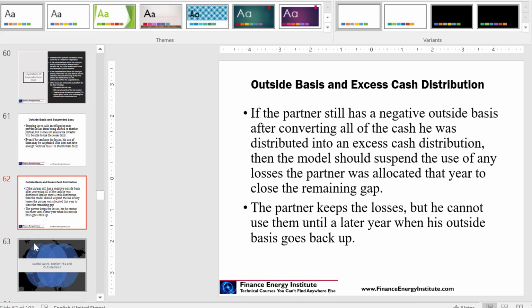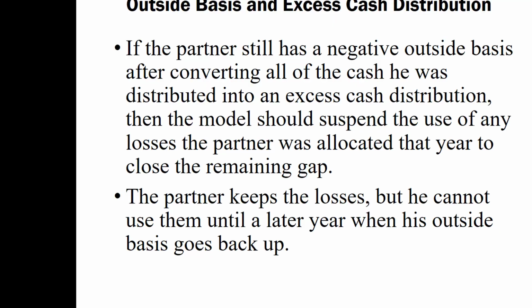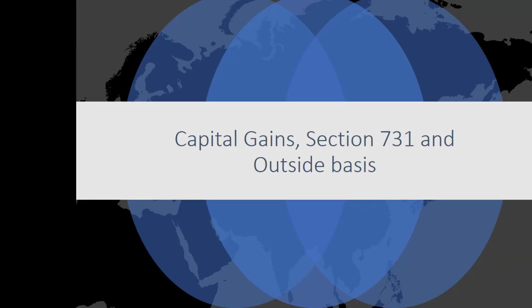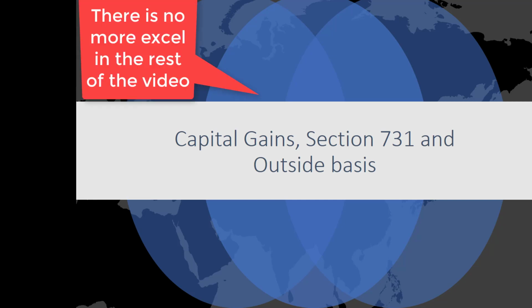In the first video, I was moaning about this. Now, enough of the Excel. I'm going to finish this video. You can turn it off. I'm going to talk about capital gains, Section 31, DROs, and some other things without doing much Excel.